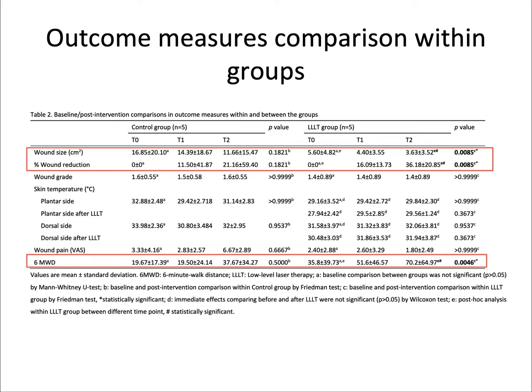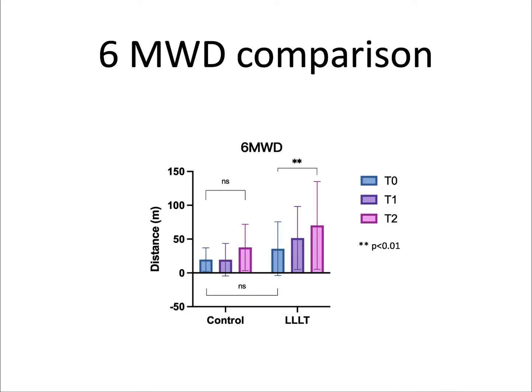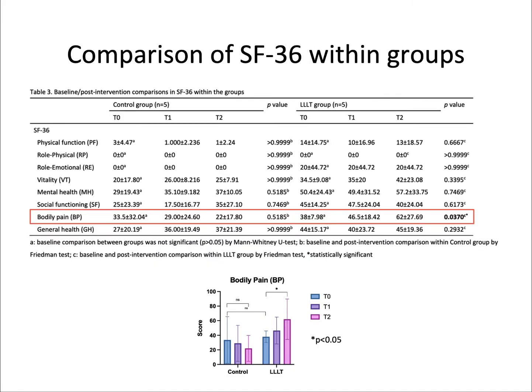And here is the outcome measure comparison within group, and we found that the wound size and the percentage of wound reduction was significantly improved in the low-level laser group, but not in the control group. Also, the 6-minute walk distance was significantly improved in the low-level laser group. The control group, although they improved, was not significant. When we compare the score of SF36, we found that bodily pain was improved significantly in the low-level laser group, but not in the control group.